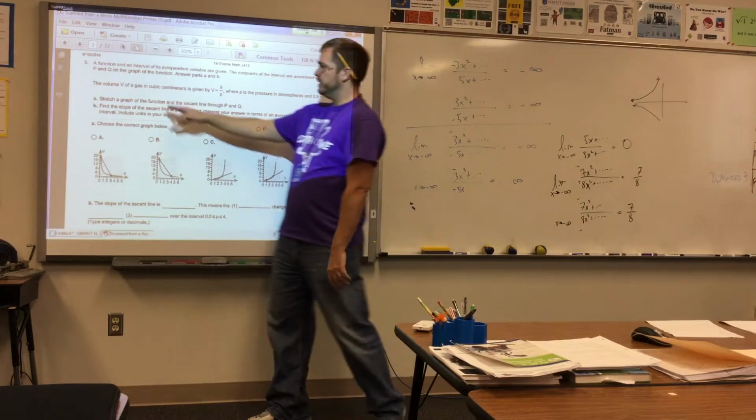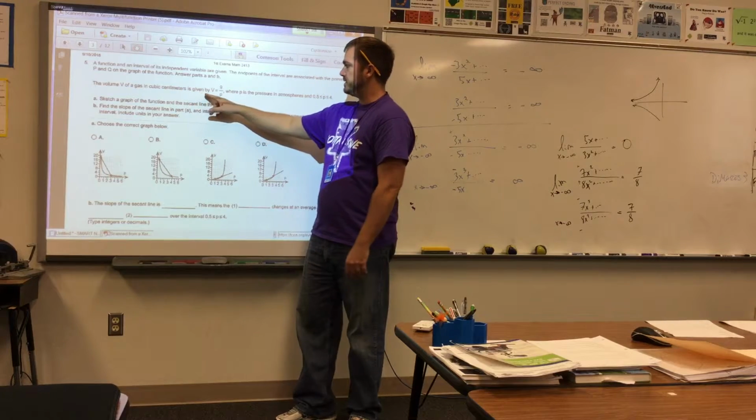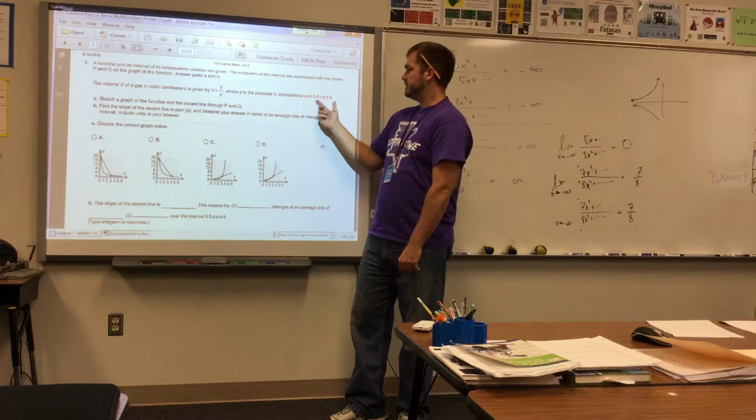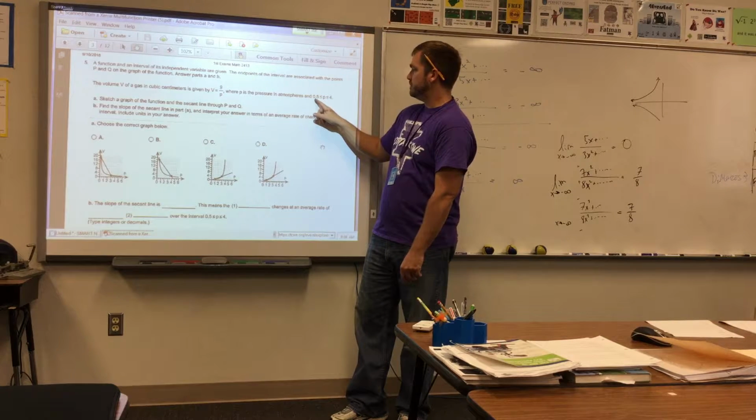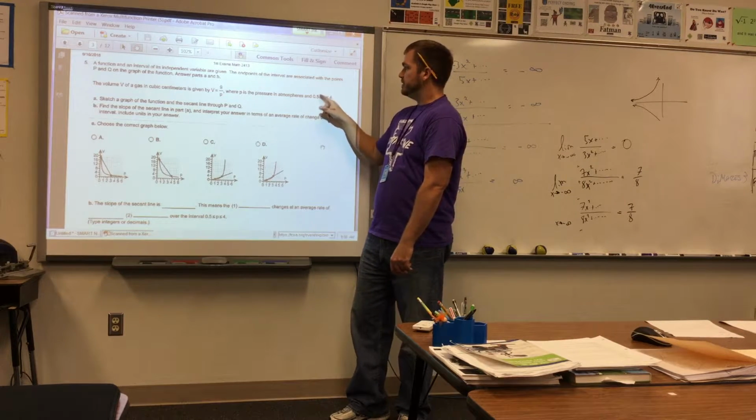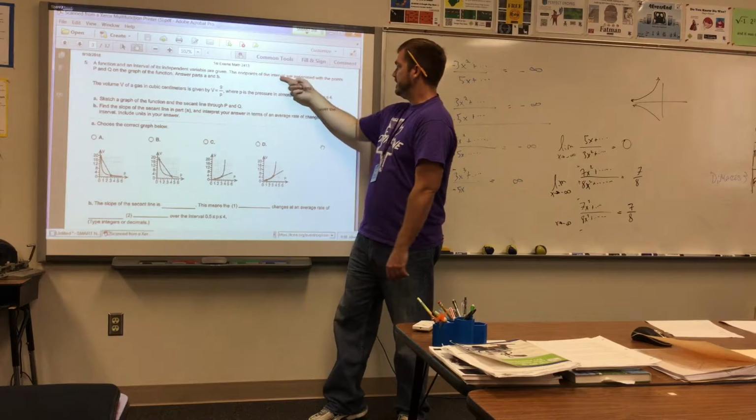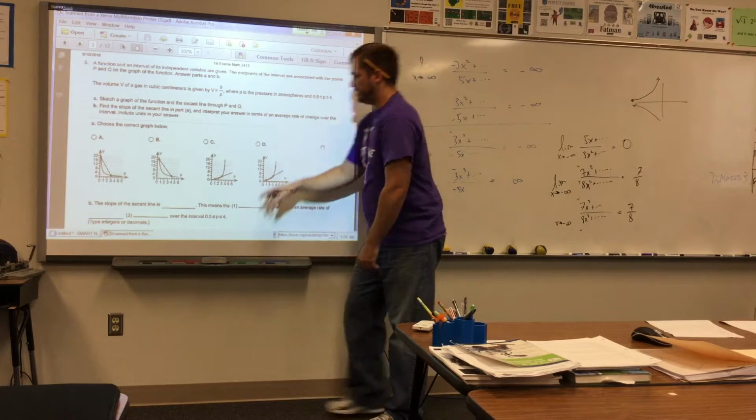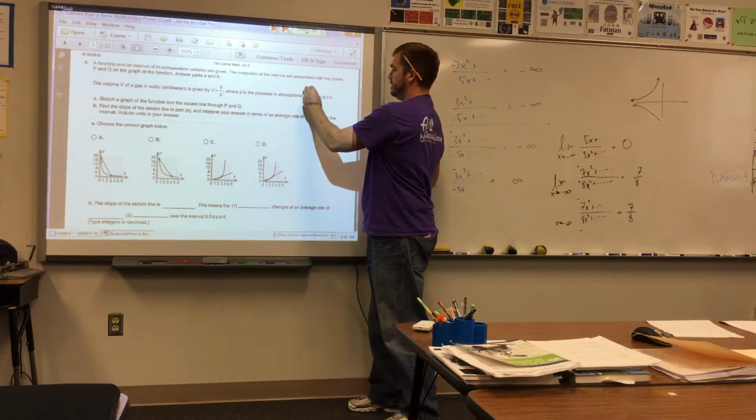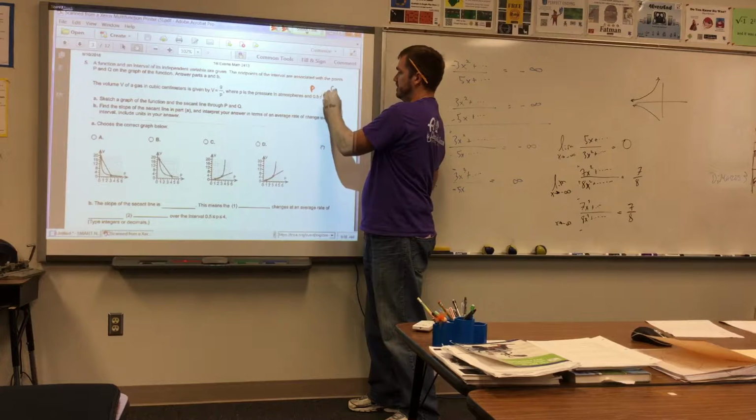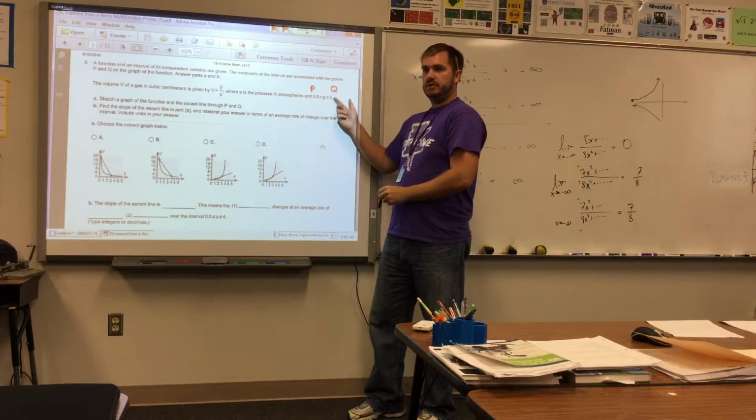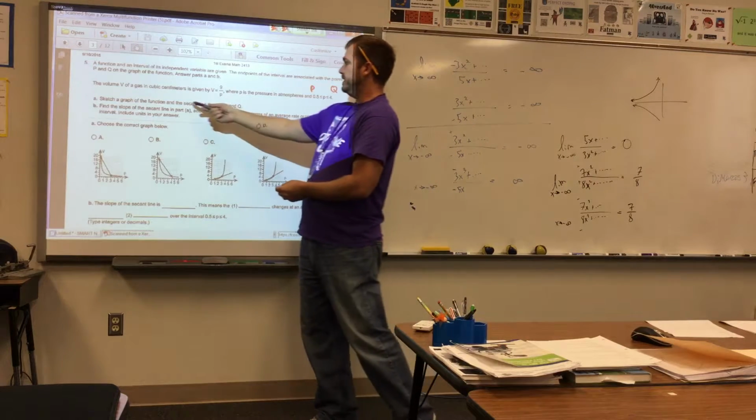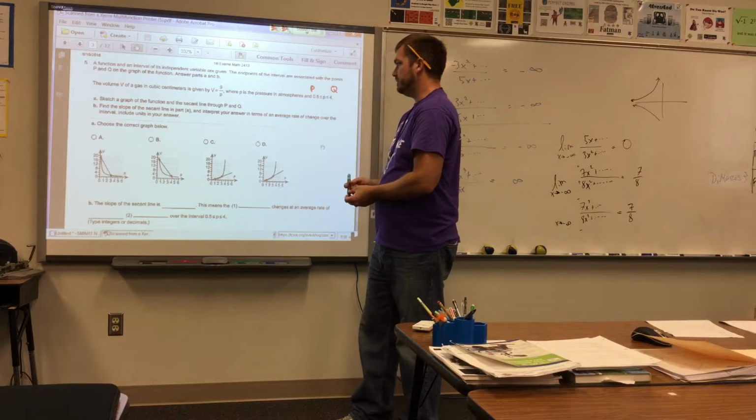The volume of a gas in cubic centimeters is given by V equals 9 over P, where P is the pressure in atmospheres, and P is between 0.5 and 4. So when they say the interval and the associated points P and Q, they're saying that 0.5 is P and 4 is Q. Those are the endpoints. Okay.